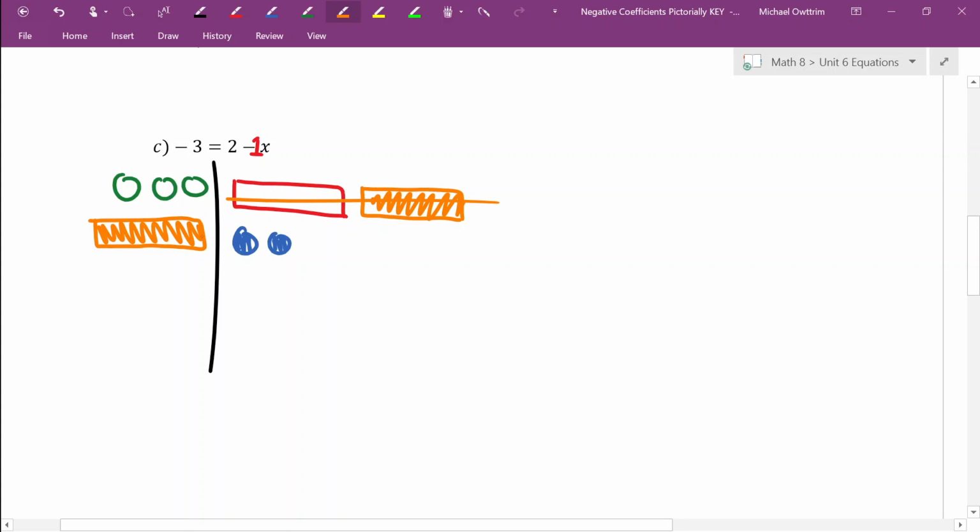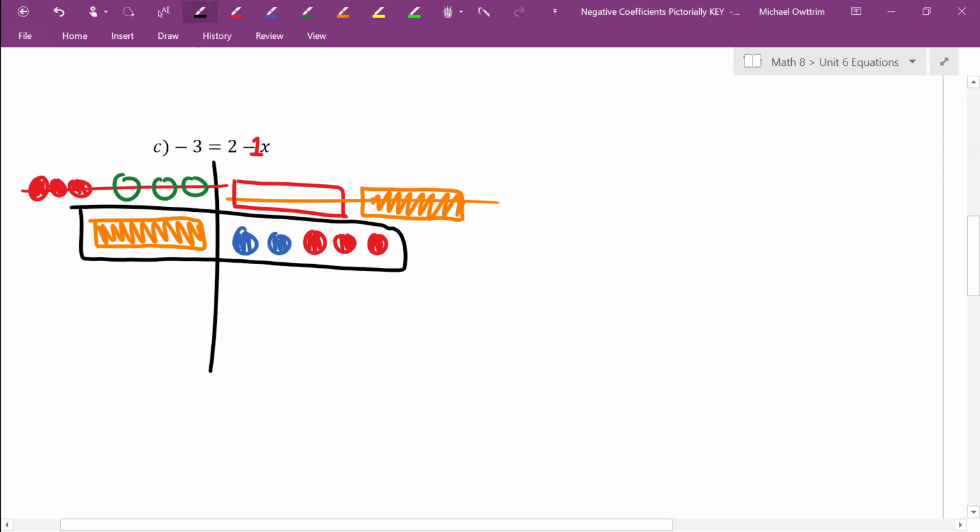Okay, in terms of my constants there, I need to get rid of those 3 green constants. What cancels out with 3 green negative constants is 3 positive constants. So those will cancel out together. And of course, I need to add 3 positive constants to the other side as well. From this, I can go ahead and see that 1 positive x on the right side is the same as 5 positive constants on the other side. So I know x is equal to +5.